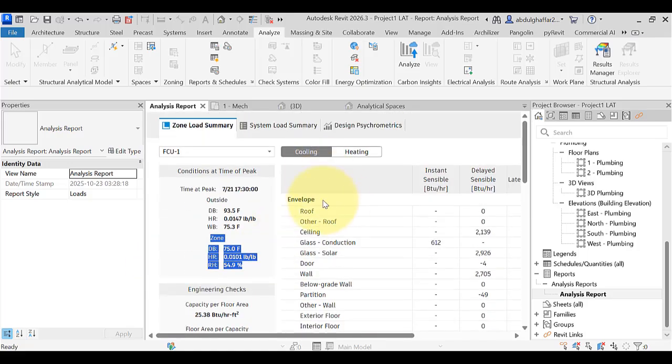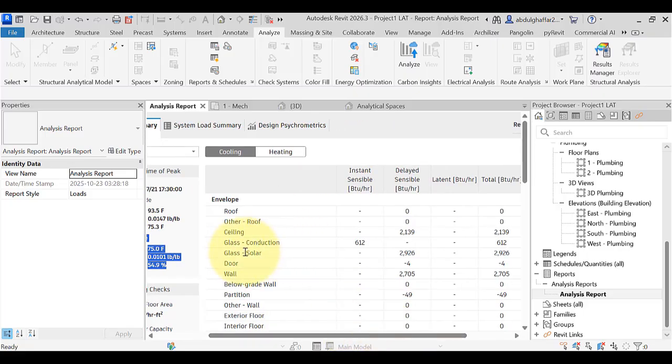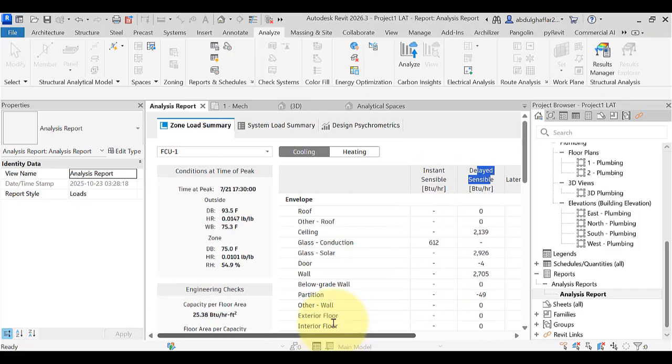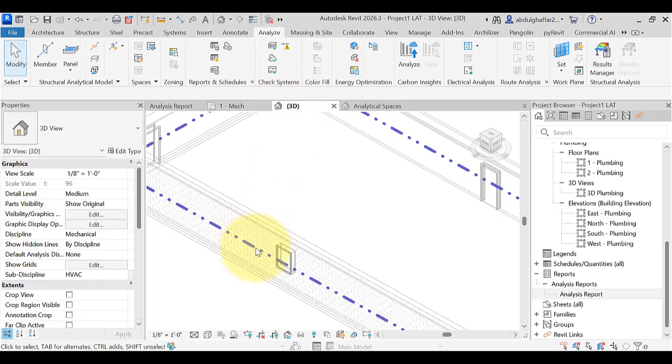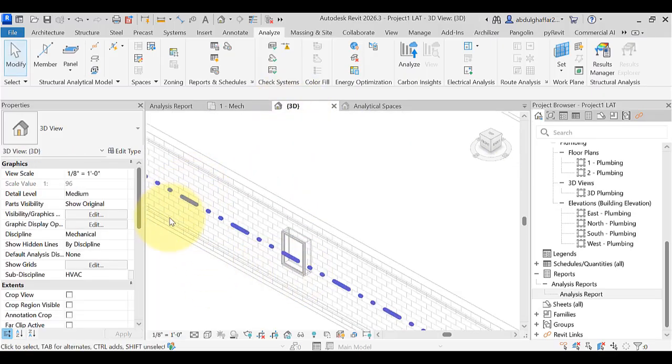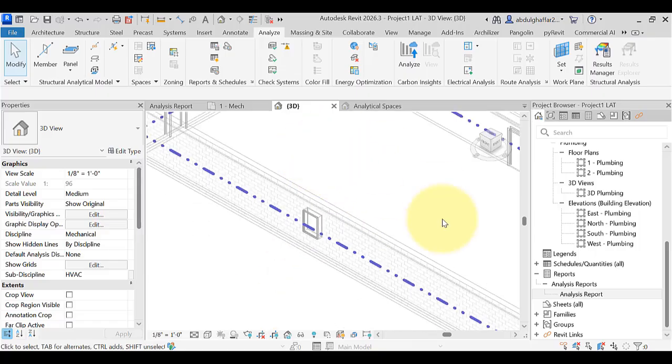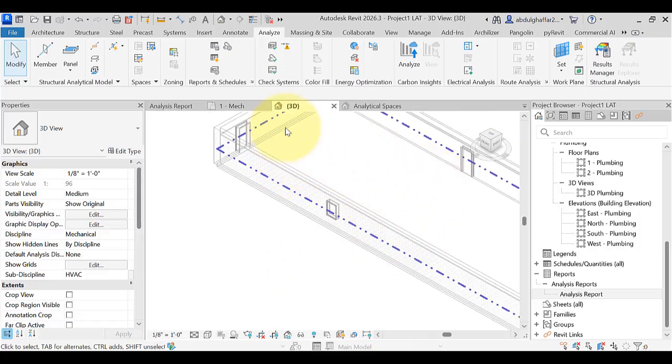So here is the detailed load, like the total heat transfer through the ceiling, which is 2139 BTU per hour. So this is delayed sensible. The second one is instant sensible. Instant sensible is used when the solar radiation directly passes and comes inside a zone or inside a space.